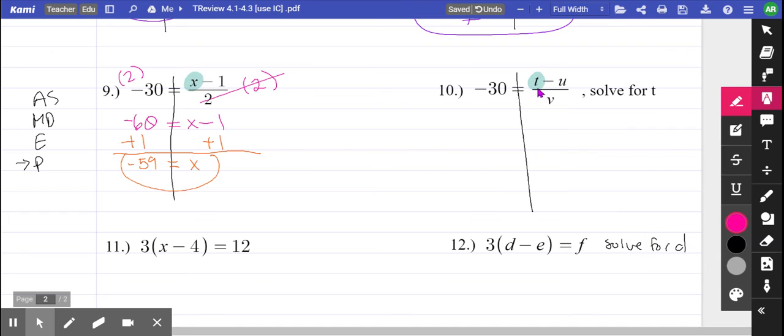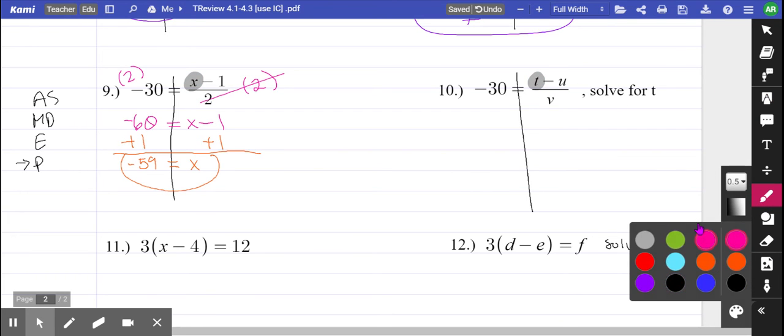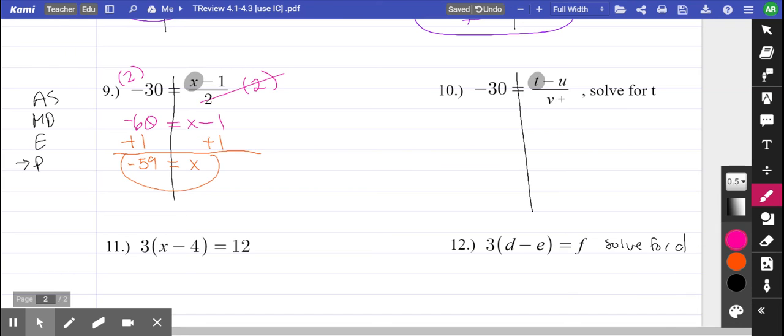So we have this group happening here. We need to get this group by itself. Well, to do that, we got to get rid of this divided by v. So that means we multiply by v on both sides. This leaves us with t minus u. Well, negative v times negative 30, when you're multiplying a variable and a number, you just write it as negative 30v, okay?